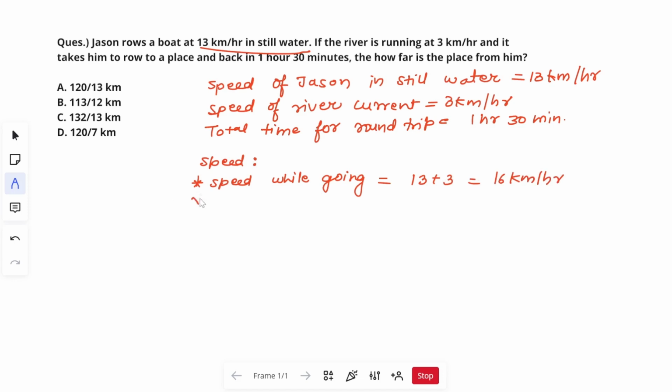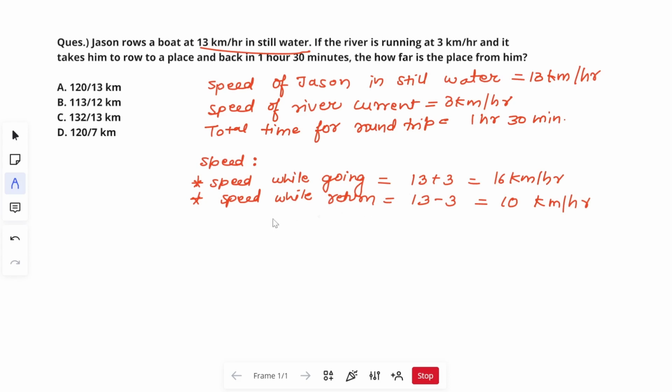And next is your speed while returning, which is also called upstream. So speed while returning is 13 minus 3, which is going to be 10 kilometers per hour. Hope you have understood how we calculated. So Jason's speed in still water is 13 km per hour and speed of river current is 3 km per hour. So while going it will be added and while returning it will be subtracted. So we will have these speeds.